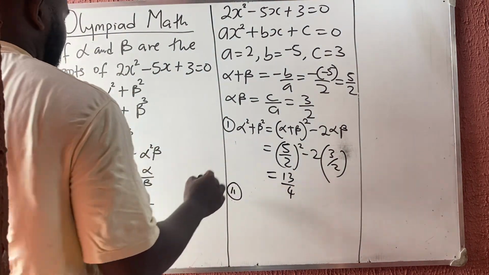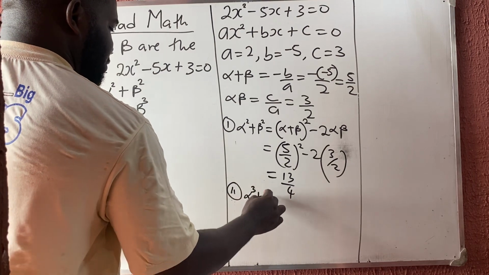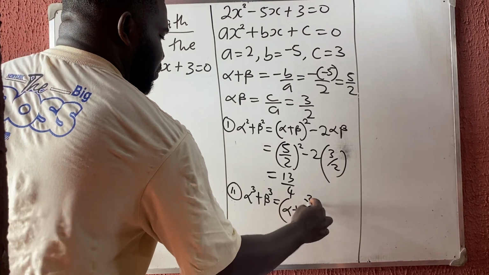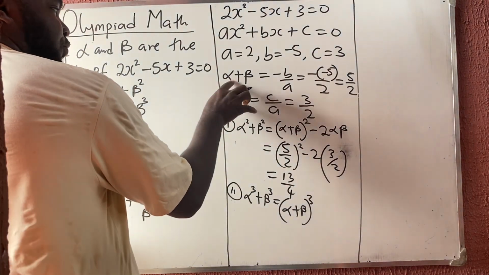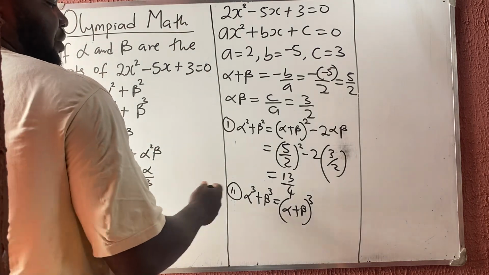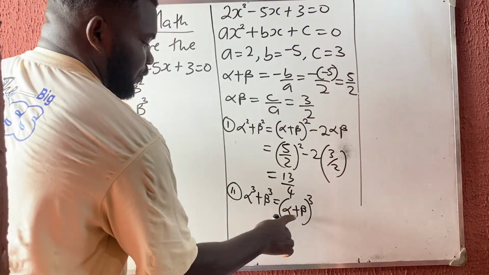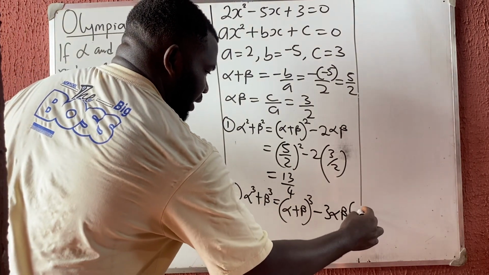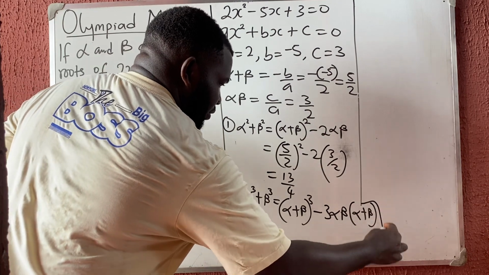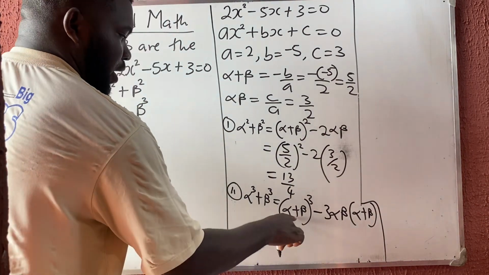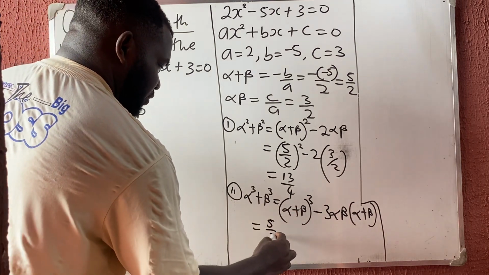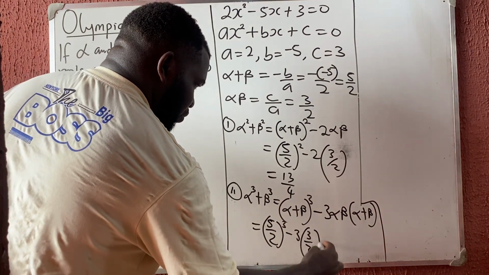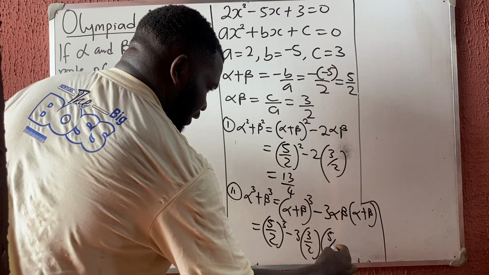So now the second one they say we should calculate is alpha cube plus beta cube. This one is simply alpha plus beta all cube. You try to make this in the form of alpha plus beta and alpha beta. If you can shape it like that, then you are good to go. This is alpha plus beta all cube minus 3 alpha beta, then in bracket alpha plus beta. So that is the formula for that. So this will give me alpha plus beta, which was 5 over 2, all cube, minus 3 into 3 over 2, then into 5 over 2 again.